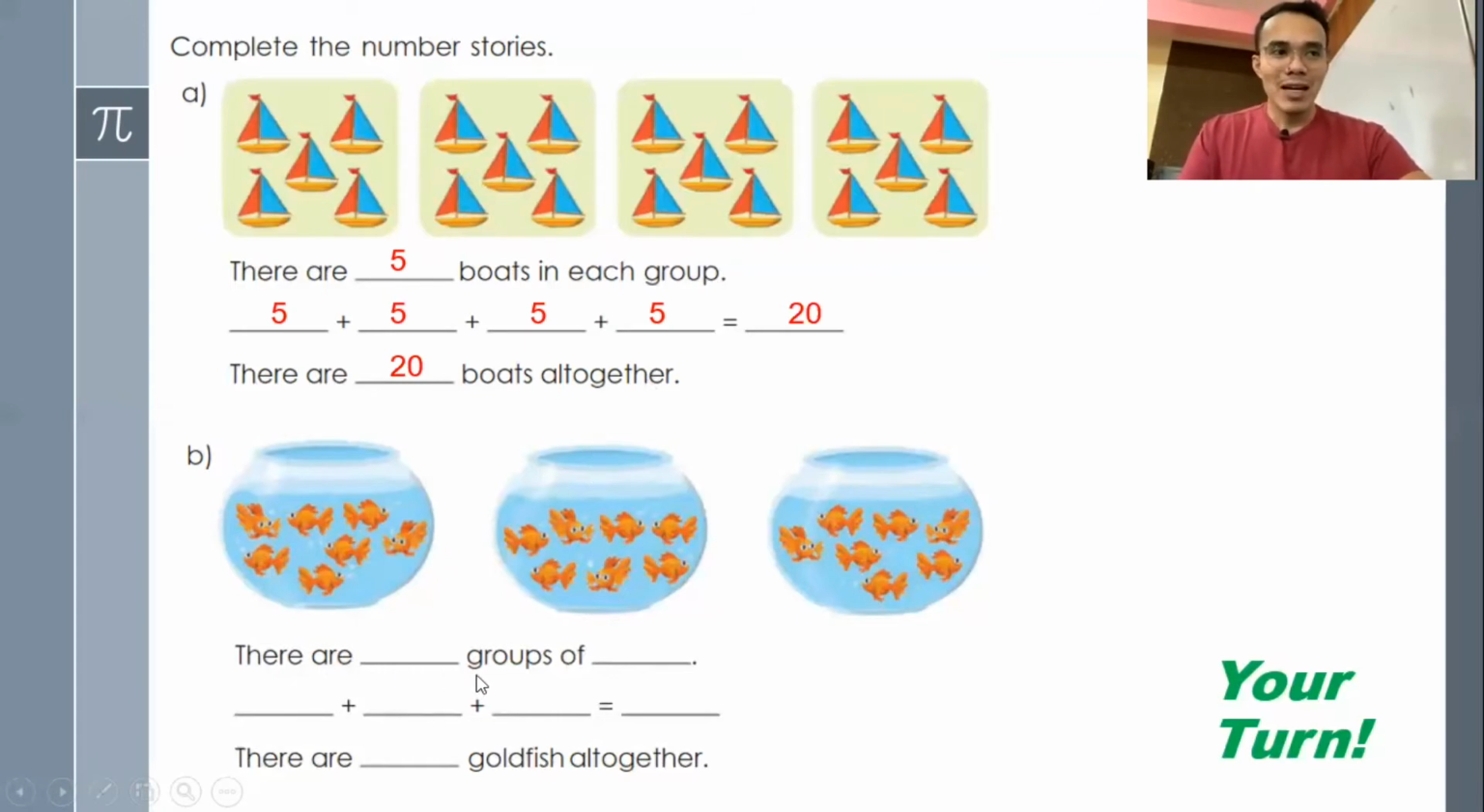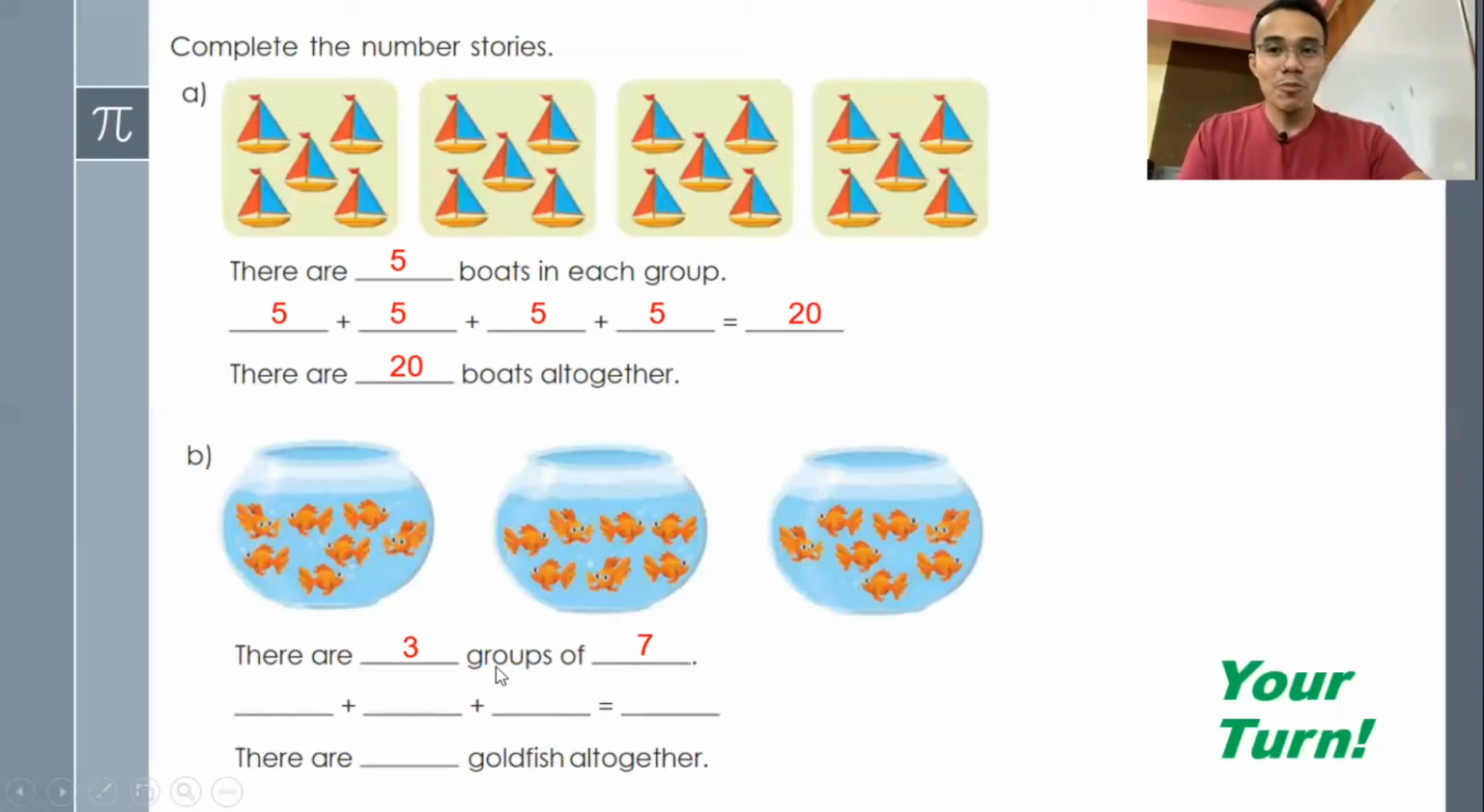There are blank groups of blank. In letter B, we are going to determine the number of groups in the picture. There are 1, 2, 3 groups, right? So 3 groups of how many are there in one group? In one group, there are 1, 2, 3, 4, 5, 6, 7. 7 goldfish in one group. There are 3 groups of 7.